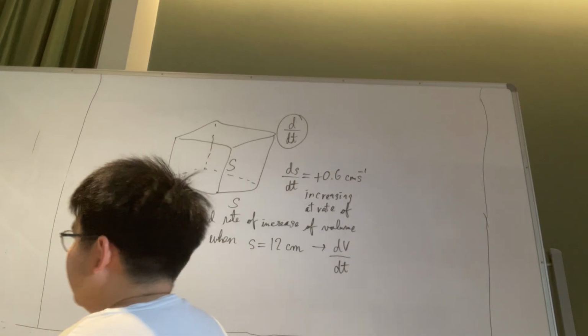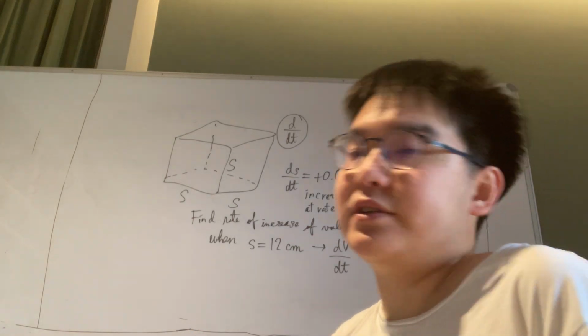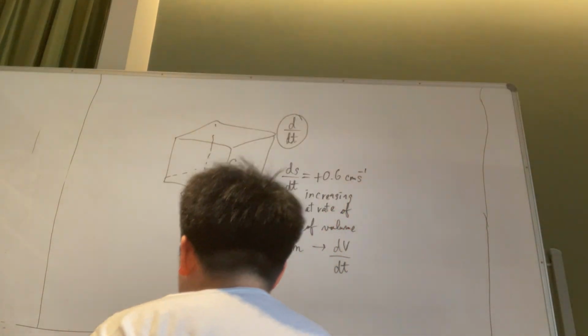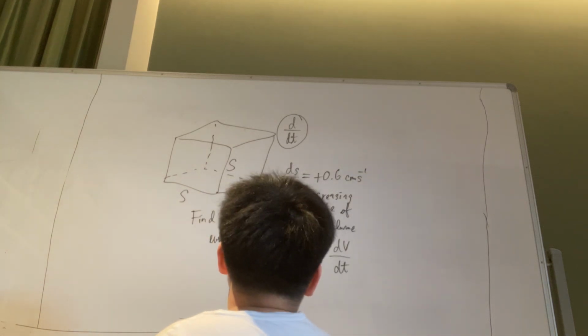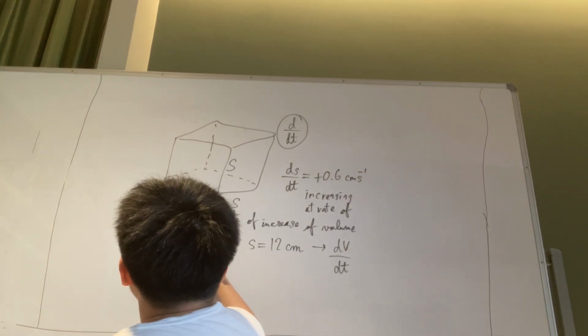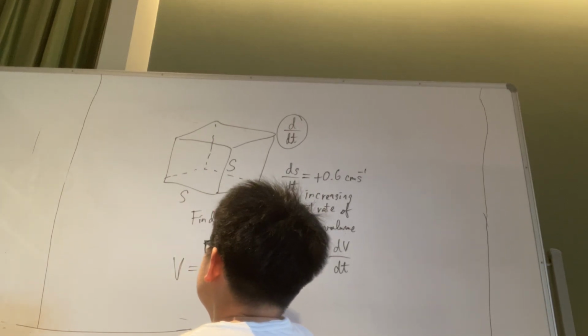Okay, well here you need to pull out your formula booklet for geometry, or you memorize it. I would recommend you just refer to the formula booklet you have for geometry. No one remembers this stuff. So volume V equals length times width times height, so that's S times S times S, that's S cubed.